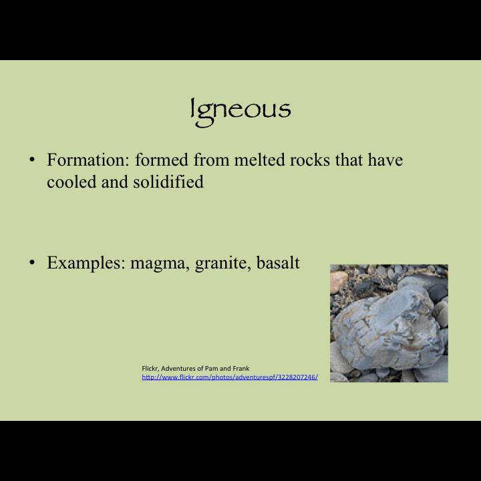The second type of rock we're going to be looking at is called igneous. Igneous rocks are formed from melted rocks that have cooled and solidified. And examples of igneous rocks include magma, granite, and basalt. And this is a picture of a common type of igneous rock. And this is kind of what they look like as well.